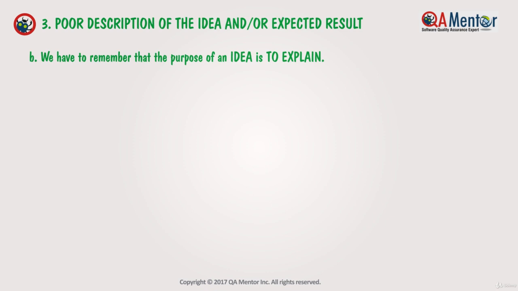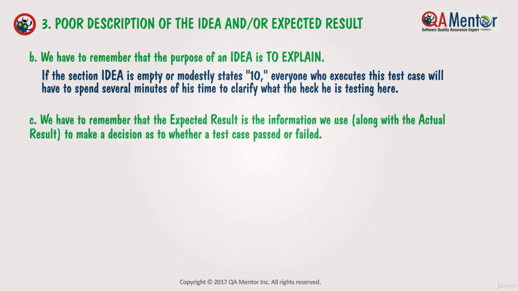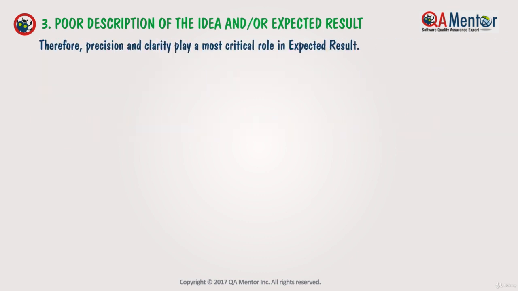We have to remember that the purpose of an idea is to explain. If the section idea is empty or modestly states 10, everyone who executes this test case will have to spend several minutes of his time to clarify what the heck he is testing here. We have to remember that the expected result is the information we use along with the actual result to make a decision as to whether a test case passed or failed. Therefore, precision and clarity play a most critical role in expected result.